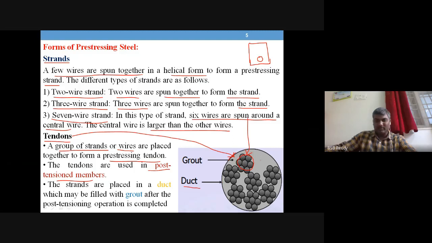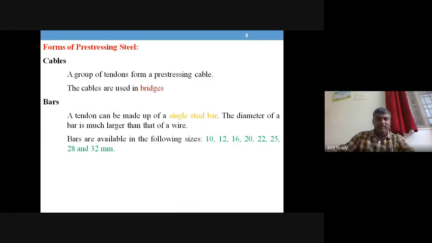This is the grout. Whatever gap you have is filled with the grout. So the strands are placed in a duct which may be filled with grout after the post tensioning operation is done. That is what is called a tendon. So a wire, a strand, a tendon. Then cable.